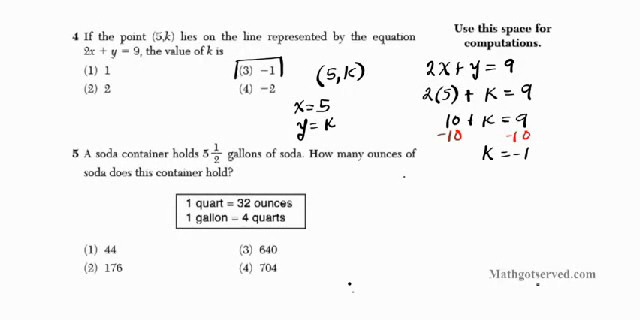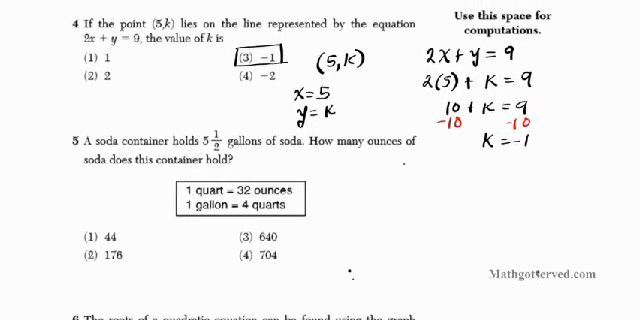Okay, now let's shift our attention to question 5. Question 5 says that a soda container holds 5.5 gallons of soda. How many ounces of soda does the container hold? So we're going to be doing a conversion here. We're going to be converting from gallons to ounces.